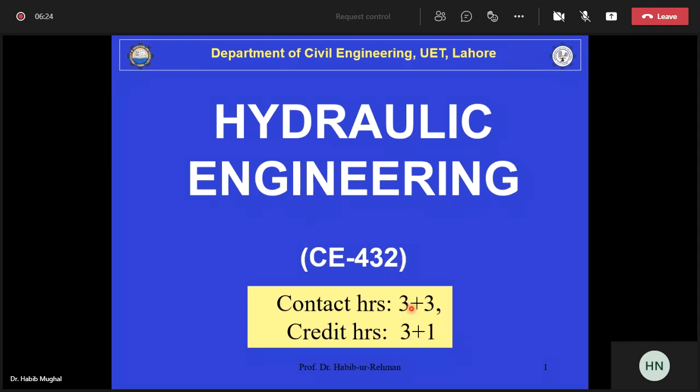And how many are the total credit hours of this subject? Total credit hours are 4, 3 plus 1: 3 for the theory and 1 credit hour for the lab. If you see the contact hours, total contact hours of this subject are 6, so 3 plus 3: 3 for the theory and 3 for the lab.